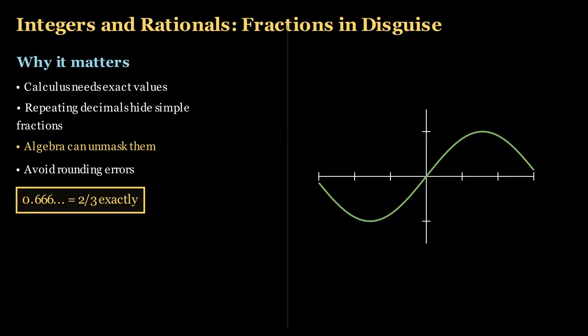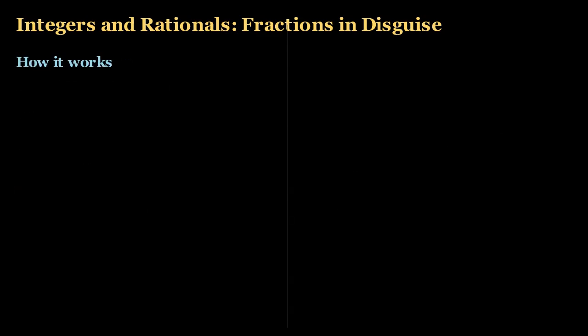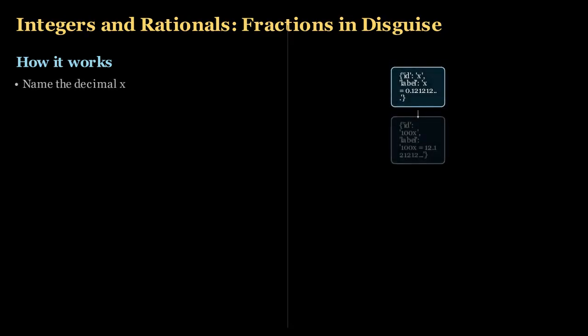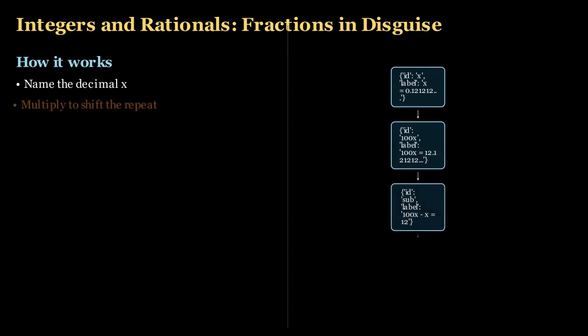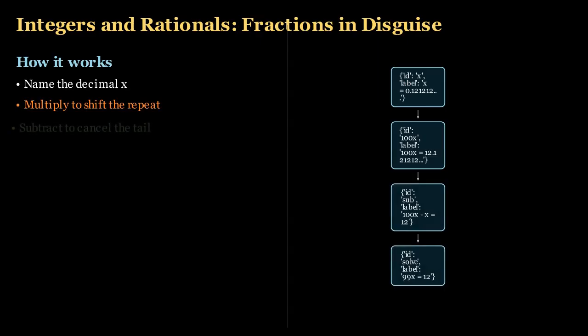Here's the algebraic trick. Suppose you have the repeating decimal 0.1212 repeating, the block 12 goes on forever. First, give it a name, let x equal that number. The repeating block has 2 digits, so multiply x by 100 to shift the decimal point 2 places. Now you have 100x equals 12.1212 repeating. Look closely, the decimal parts of x and 100x are identical, they both end in the same infinite string of 1, 2.